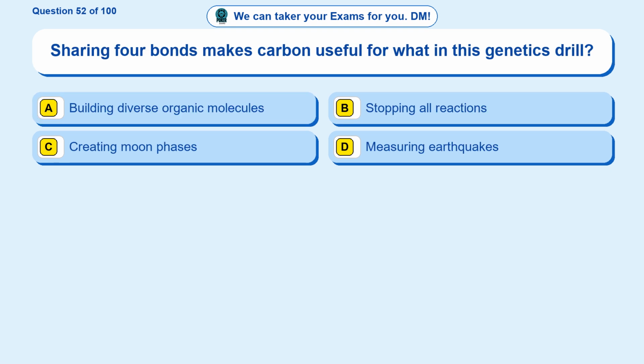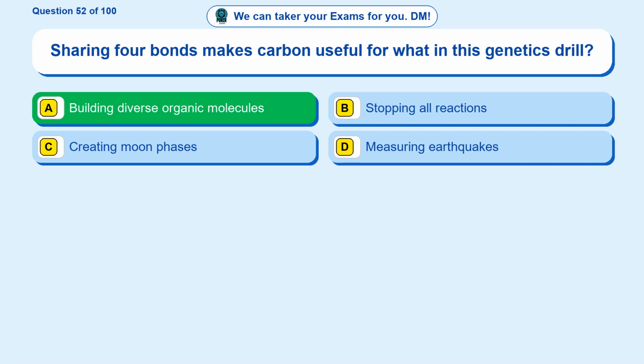Question 52. Sharing 4 bonds makes carbon useful for what in this genetics drill? Option A building diverse organic molecules. Option B stopping all reactions. Option C creating moon phases. Option D measuring earthquakes. The correct answer is option A.